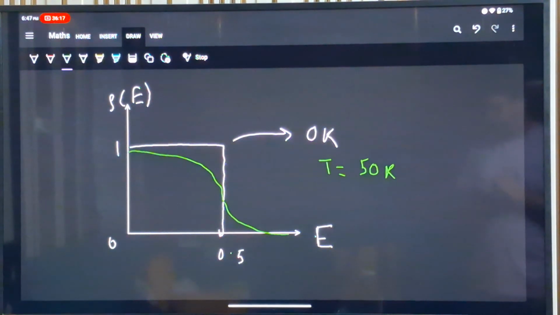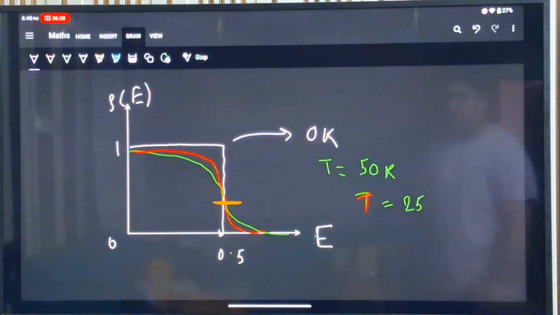right? Now, let's say I do T is equal to 25. Let's use red. So then the graph is less smooth. However, they all will intersect at this point. So that is how the graphs will change based on the temperature of the semiconductor, which is varying according to our wish.